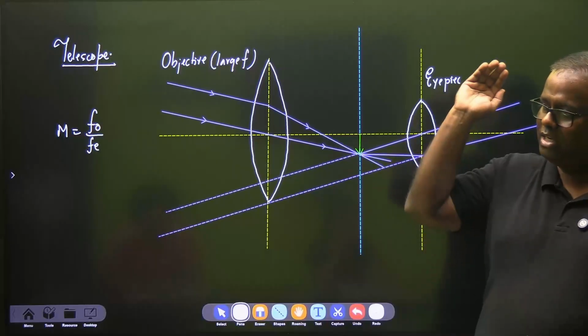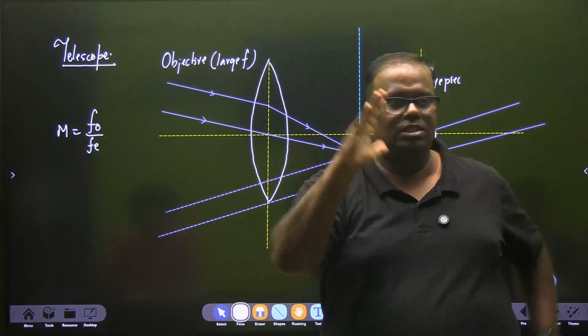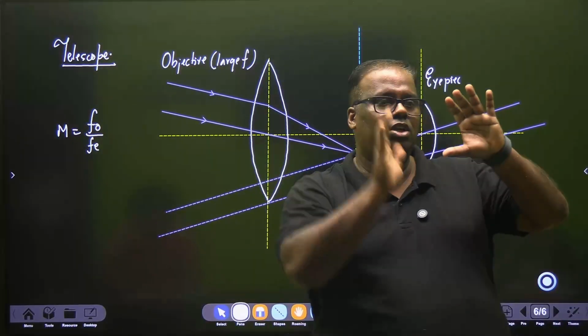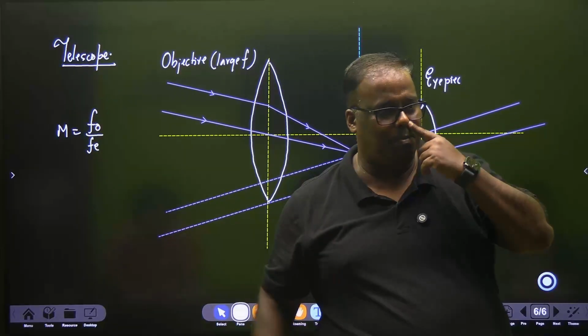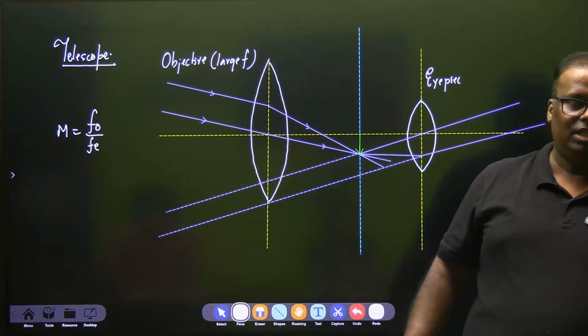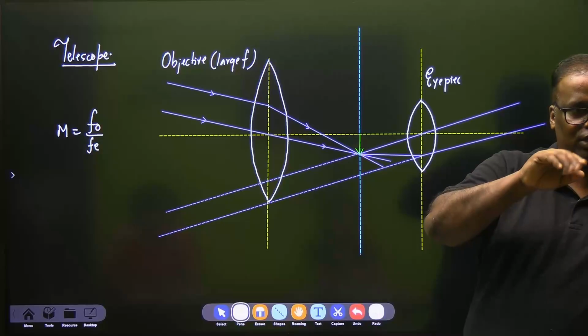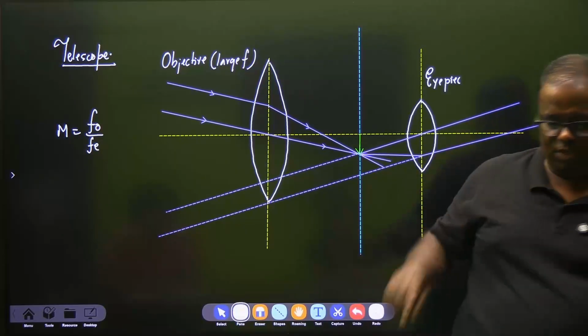Now, once you put a mirror inside the telescope tube, you are again reducing the amount of light that will come to the eyepiece. So what they did, if you see in your textbook, they created one more convex mirror inside it.